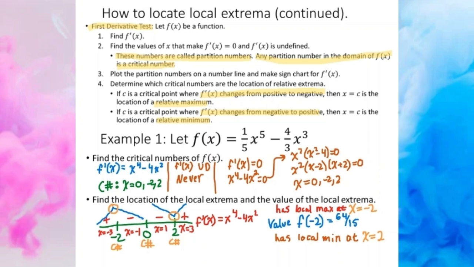Doing the same thing for our local minimum, we'll plug 2 into our original function, and we get -64/15. Since the sign of our derivative did not change around x equals 0, then x equals 0 is neither a relative minimum nor a relative maximum.